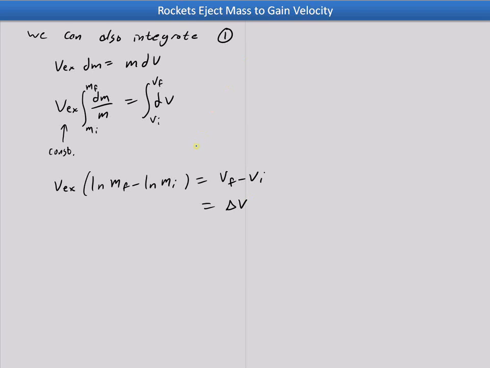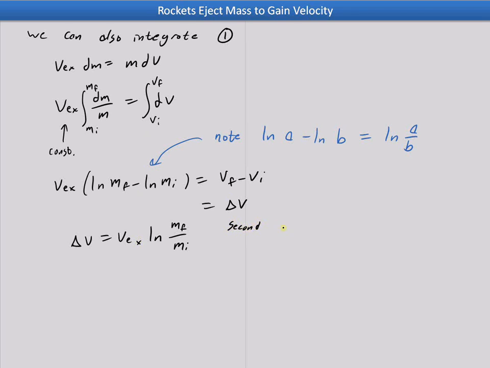There's also a nice trick we can use to clean up the left-hand side, a property of logarithms. The natural log of A minus the natural log of B is equal to the natural log of A divided by B. So the left-hand side of our equation becomes, let's actually just write it backwards, delta V is equal to V exhaust times the natural log of m final on m initial. And that is the second rocket equation.